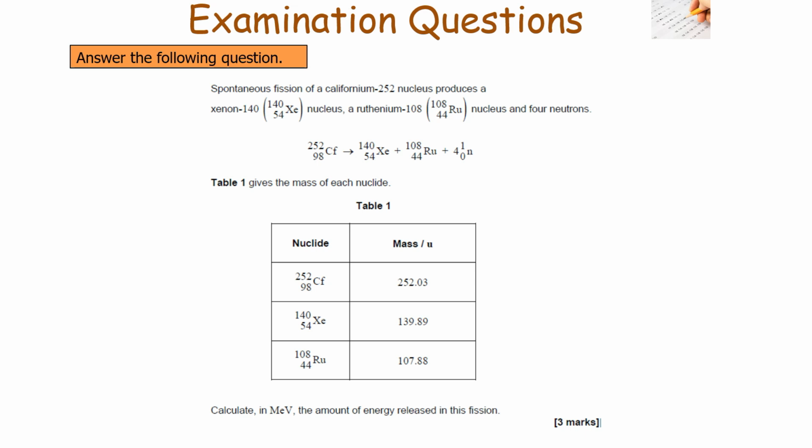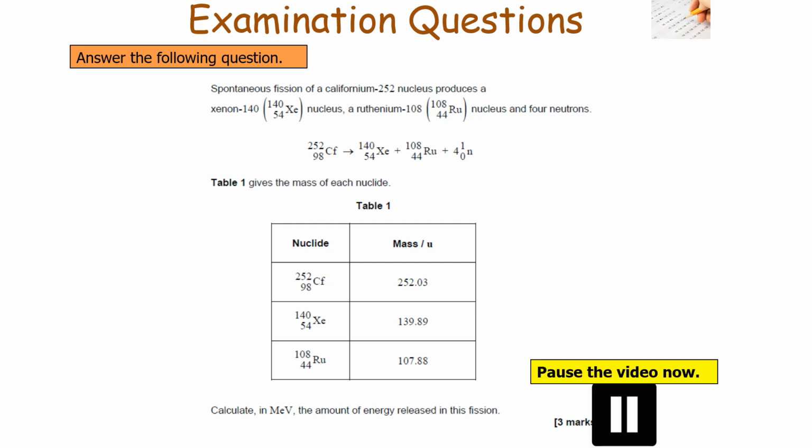The next question says the spontaneous fission of californium-252 produces a xenon nucleus, a ruthenium nucleus and 4 neutrons. Calculate in MeV the amount of energy released in this particular fission process. So pause the video now, then unpause the video when you want to go through your answer.